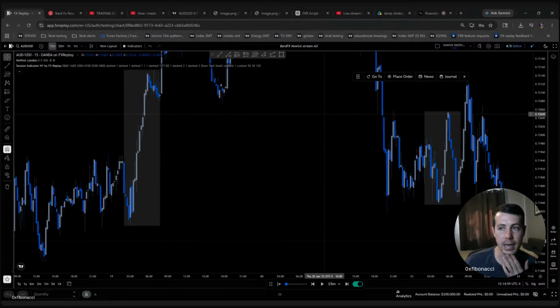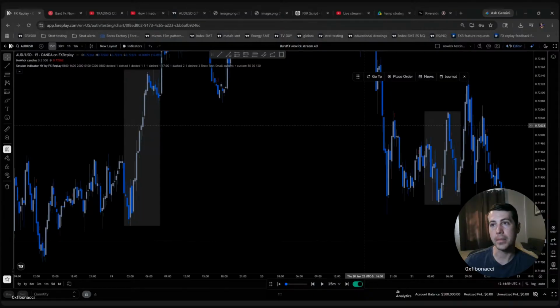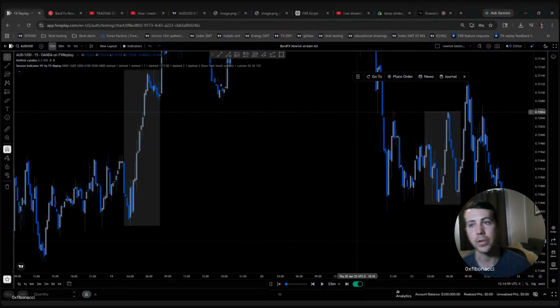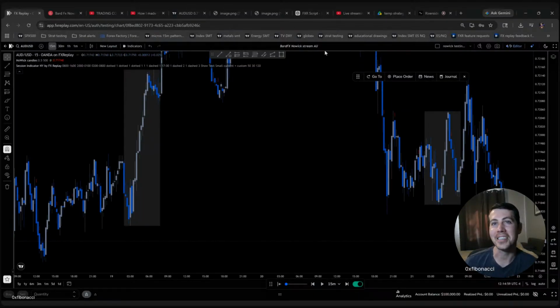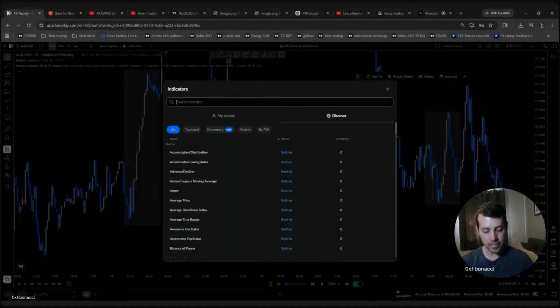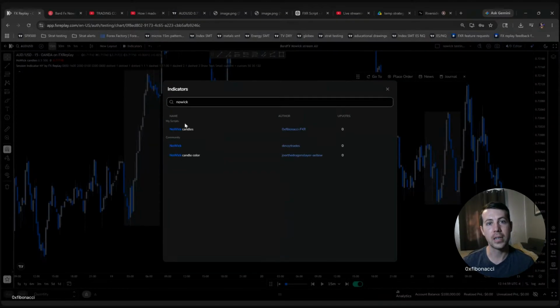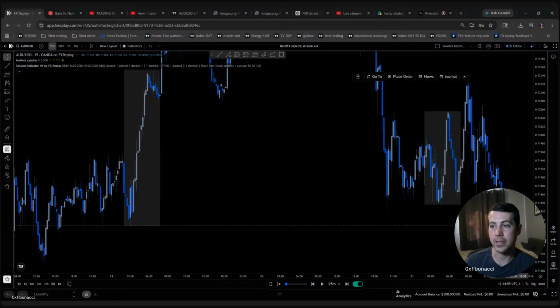So a couple indicators that I have on the chart here. This Nowick candles is actually a custom indicator that I was able to work with our dev and ChatGPT on. So if you guys didn't realize within FX Replay, I'll just show you how you can find this real quick. So Nowick candles by me, Ox Fibonacci. This is the indicator that I'm using that you can get all these to show up really nicely on the chart. They print in real time.